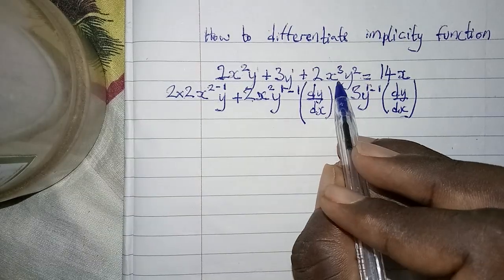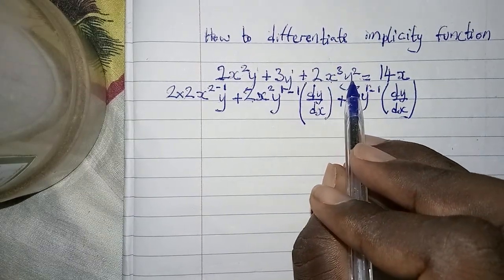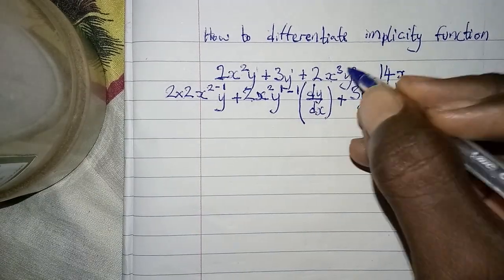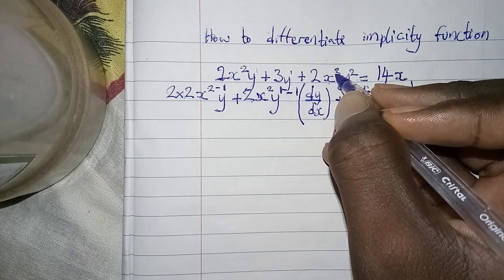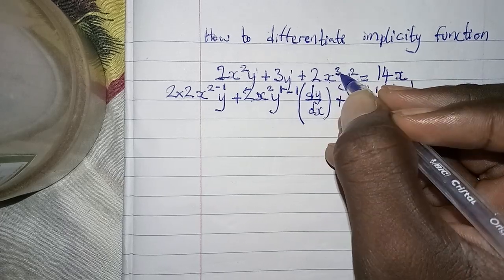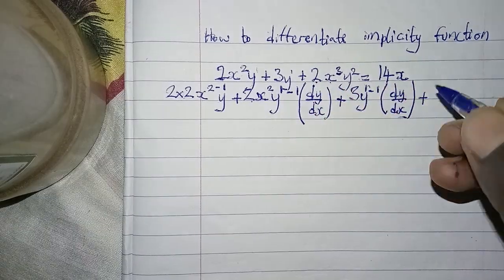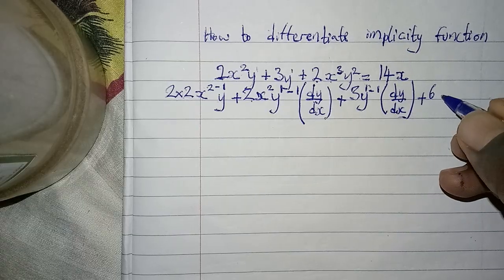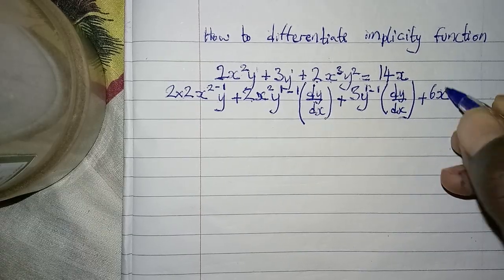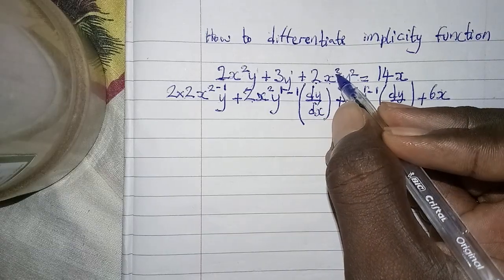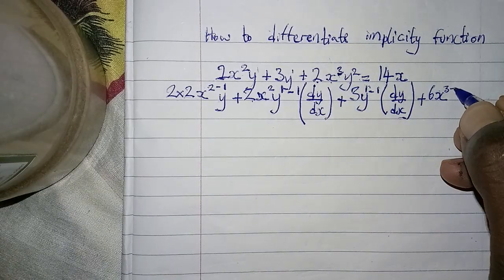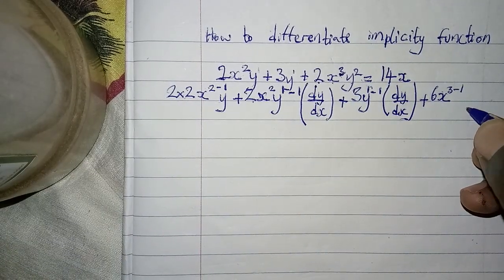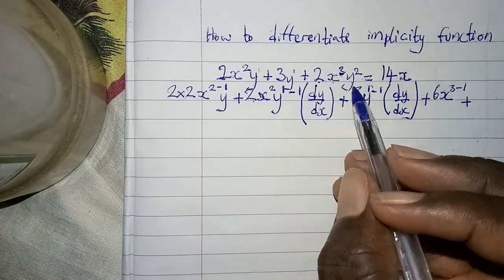So here too, we will deal with the x value and we will deal with the y value. So let's go for the x value first. We have exponent 3. So exponent 3 will be multiplied by these 2. So 2 times 3 times 2 is 6x. We have exponent 3 here, so 3 minus 1. Then we are going to deal with the y value.